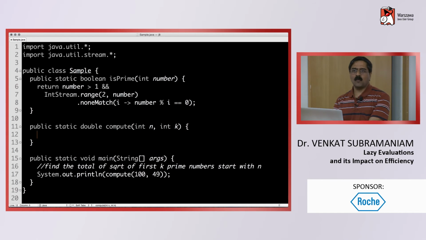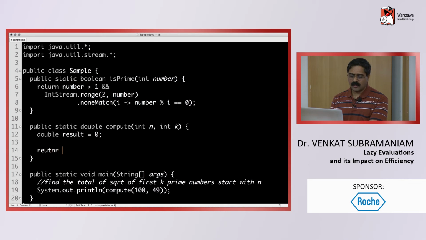So let's do this in the way we are so familiar with. So what would we do? Well, double result is equal to 0 to begin with. Return result, right? This is called hope. So we'll get to the result and return it, right? Great. But what would I do in between?